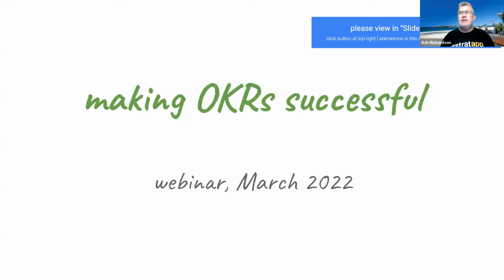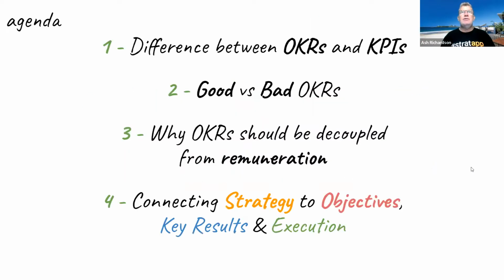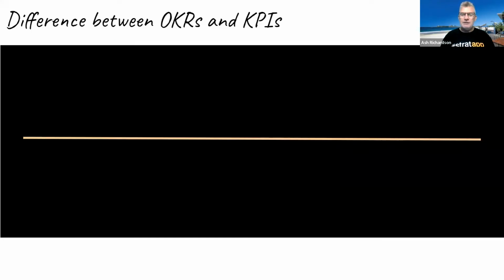So the topic today is how to make OKRs successful. And the agenda that was sent out was to talk about the difference between OKRs and KPIs, the difference between good and bad OKRs, and why they should be decoupled from remuneration. And then, of course, the Holy Grail, how you connect it all together from strategy to objectives to key results and the day-to-day execution. So I'll follow those colors as we go through. So let's dive straight in. So the difference between OKRs and KPIs.